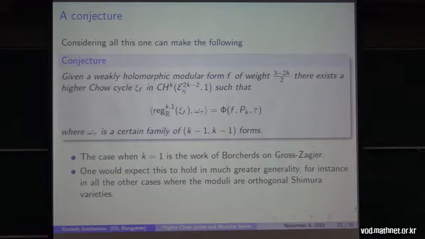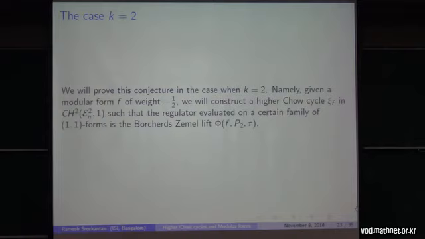So our main goal is to prove this conjecture when k is equal to 2. Given a modular form f of weight minus half, we will construct a higher Chow cycle psi f in the group Chow^2, such that the regulator evaluated in a certain family of (1,1) forms is the Borcherds-Zemel lift phi F P_2 tau. That's what we'll talk about in the remaining 15 minutes.